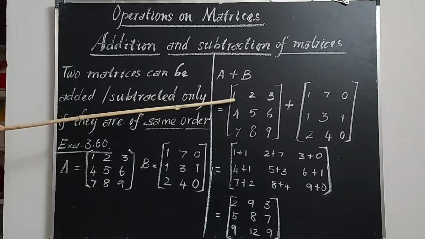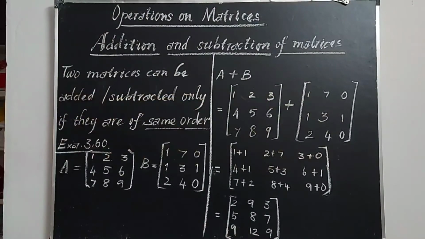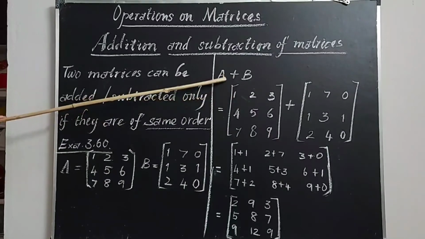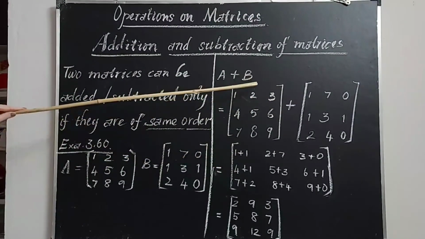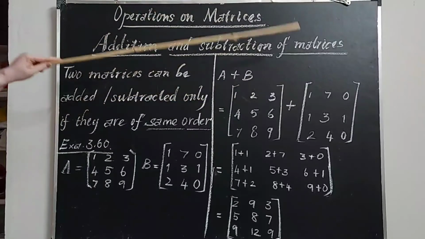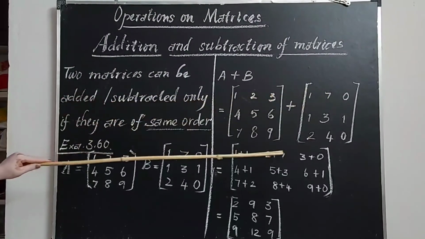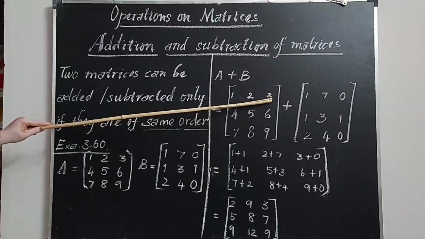The first row, first column element of A should be added with the first row, first column element of B. What's the first row, first column element of A? 1. First row, first column element of B is 1. So 1 plus 1. And first row, second column of A, 2. First row, second column of B, 7. 2 plus 7. First row, third column of A, 3.